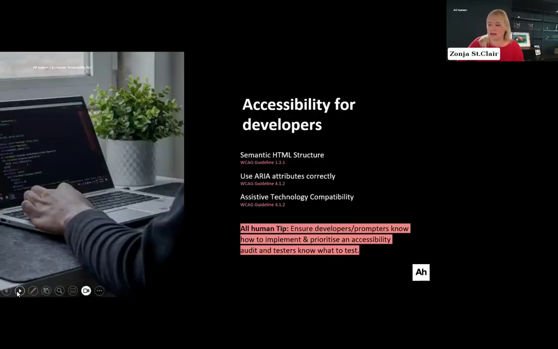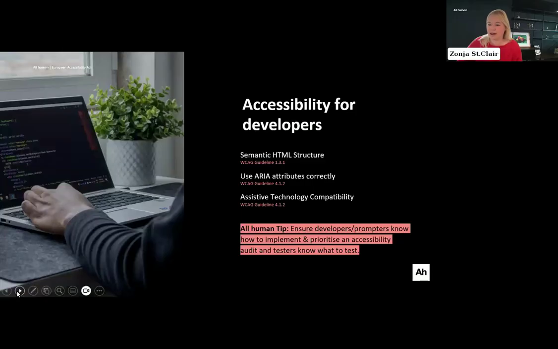Next slide, I'll just speak a little bit about developers. Some of the top ones here are semantic HTML structure, using ARIA labels, and looking at assistive technology to see how the code and your HTML is being read. Really look at the structure of your pages and make sure everything's marked up with the correct tags. And then, not really a guideline in itself, but it's imperative that your developers and prompters know how to implement and prioritize an accessibility audit, and that testers know what to test with those assistive technologies.